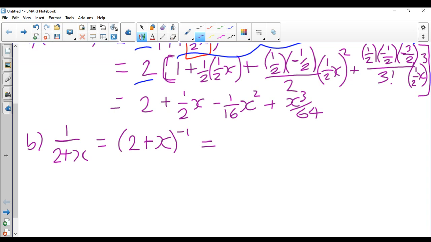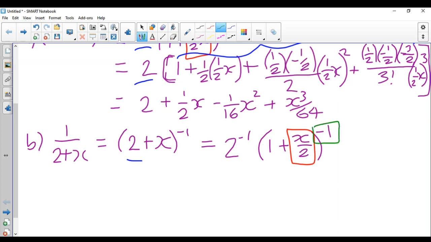Right, check, is there a 1 here? The answer is no. Factorise whatever that number is out. So 2 has to have the power on it. I'm bringing out a 2, so that's 1 plus x over 2 to the minus 1. Everywhere you would write x in the formula, you would write x over 2, and n is minus 1.